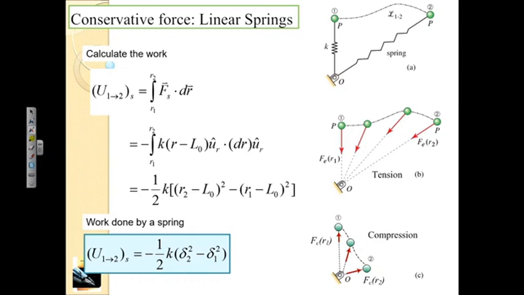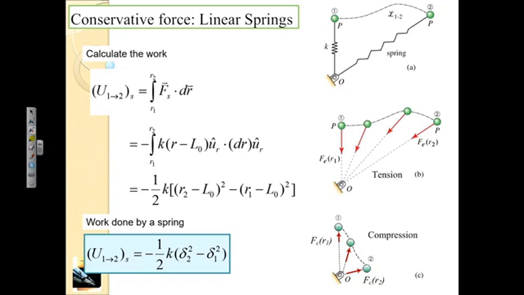So if I plug in my integral from 1 to 2, for my spring force, let's do the tension case here. I got minus K R minus L0 in the R direction, dotted with dr. This is dr in the u hat r direction. Our dot product can get rid of the vector. Now it's going to be a scalar. I got to integrate this guy with respect to r.